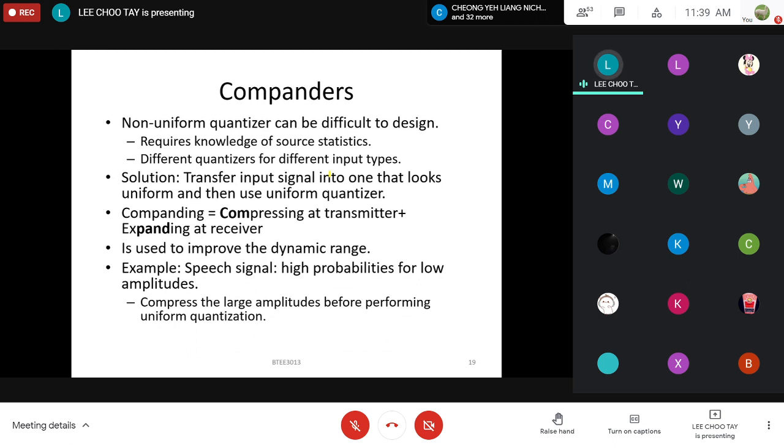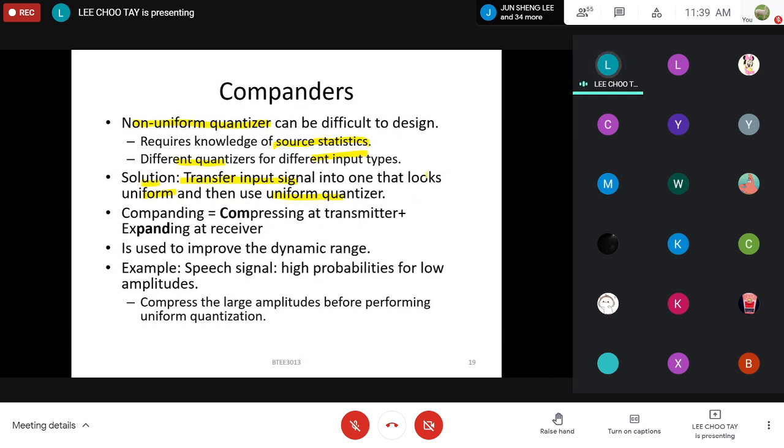Now, how do we design a non-uniform quantizer? Non-uniform quantizers are not easy to design because you need to know the statistics of the source information first. You need to know the range of your signal amplitude, and you also need to know the frequency or probability of the small signal as compared to a high level signal. Therefore you may need a different quantizer for different input types. There is a solution to this. We are going to transform the input signal into one that looks uniform, and then we use a uniform quantizer.